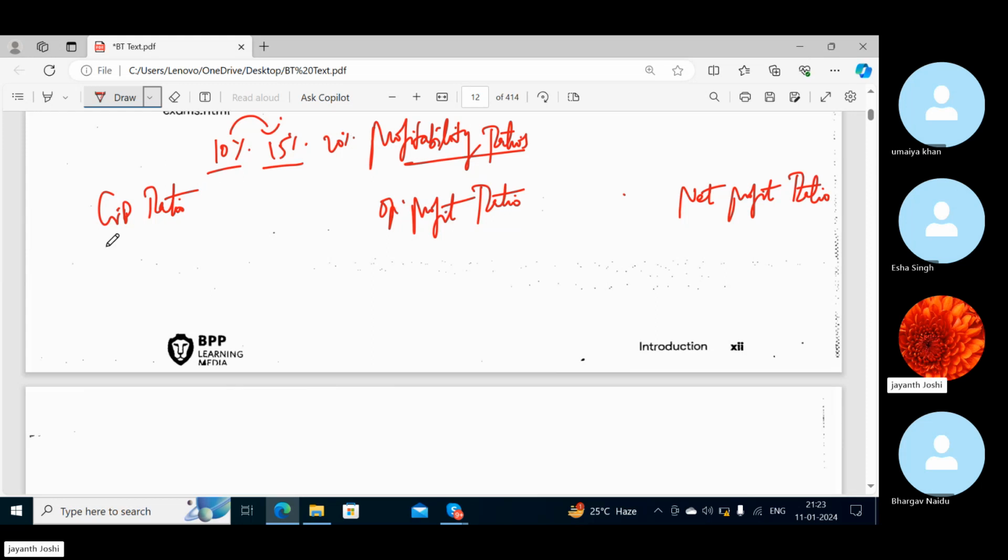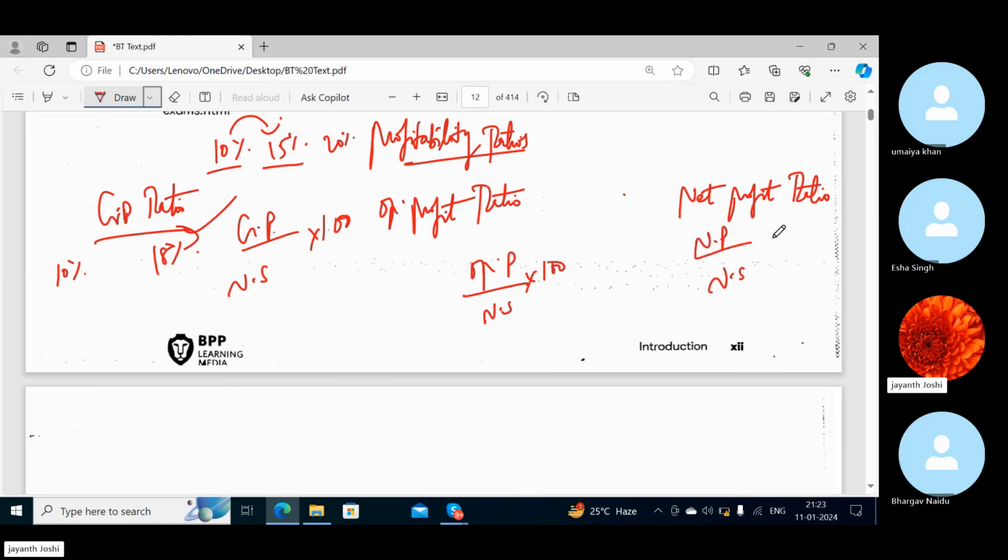That means if previous year your profits were 10% and this year the profits are 18%, definitely you are more satisfied this year. Why? Because you have earned 8% more profit than the previous year. That means if I ask you, what's the formula for gross profit ratio? Gross profit by net sales into 100. What's the formula for operating profit ratio? Operating profit by net sales into 100. What's the formula for net profit ratio? Net profit by net sales into 100.